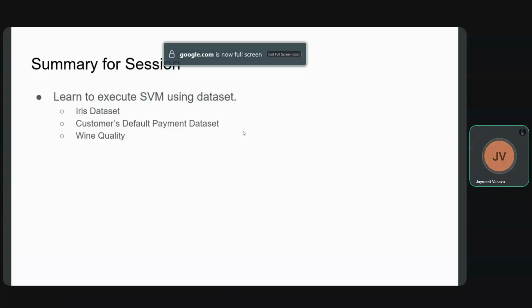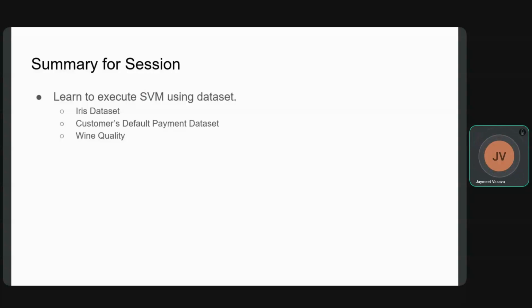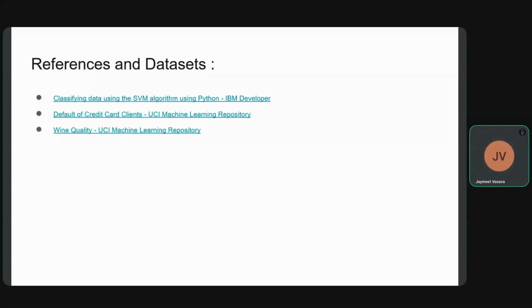So this was it for the session on support vector machines, where we focused totally on executing SVM on different data sets: the iris data set, the customers default payment data set, and wine quality. The references and the data sets that were used are here, and you can go and play around with the data sets and different values for your practice and understanding of the concepts on support vector machines. So yeah, this was it for the support vector machines. Thank you.